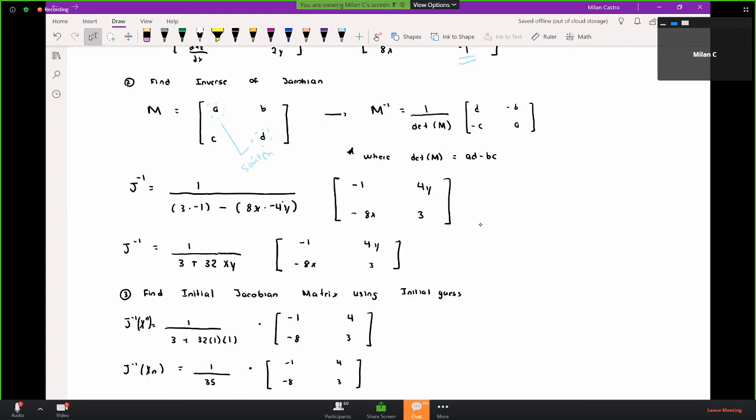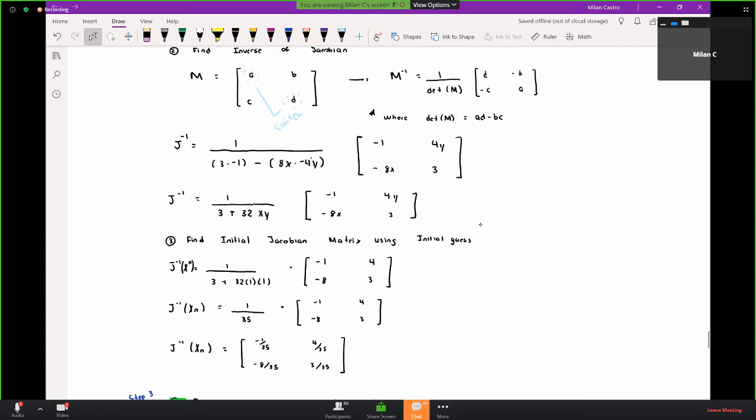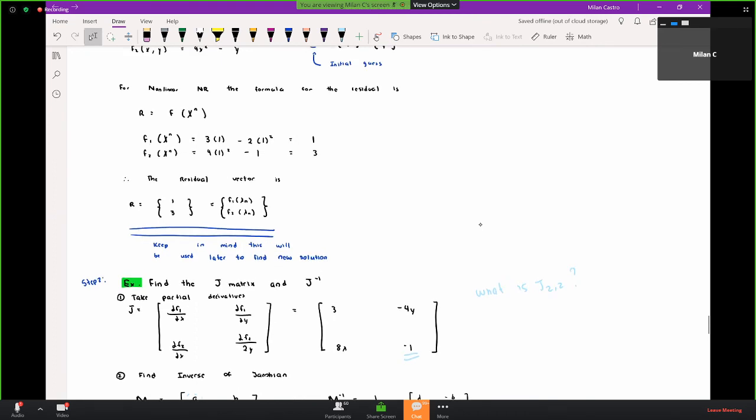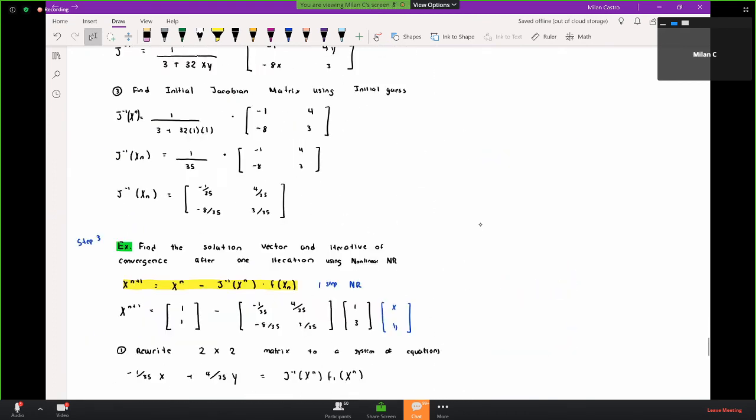So once we have the formula for the inverse Jacobian, we can just have that off to one place, because that is going to constantly be updated in response to whichever initial guess you're putting in. So with the initial guess that we were given, which was 1, 1, I think. Let me double check. Yes, our initial guess is 1, 1 for here.